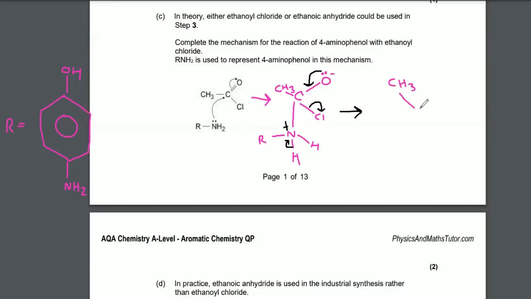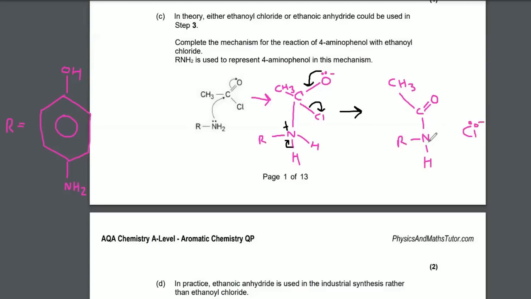Now, again, the product is not part of the marks. That's not what they want here. They want the mechanism, so they're looking for curly arrows, lone pairs and charges. Those 3 curly arrows, the plus, and the lone pair with the minus on the oxygen, that's going to get you your 2 marks in this case. A lot of work for 2 marks.